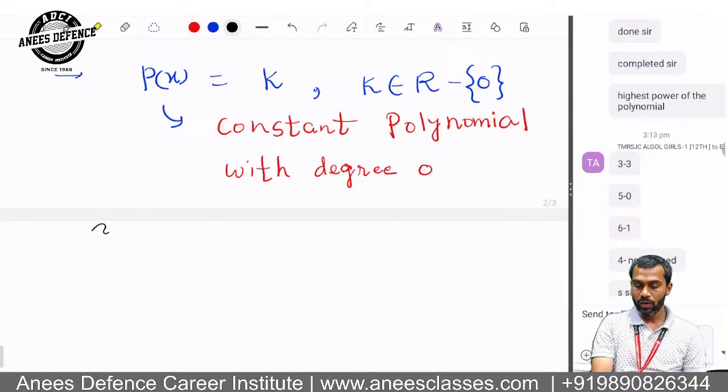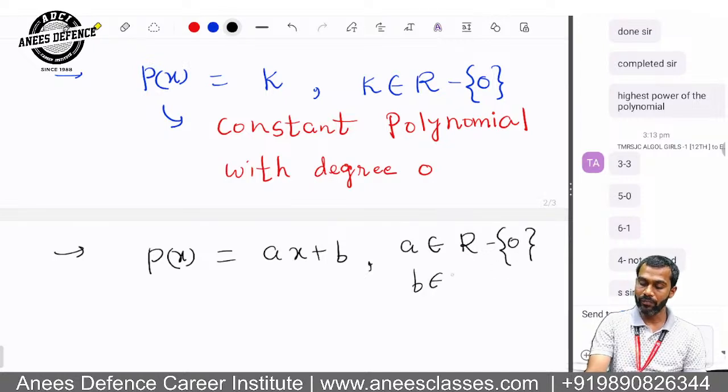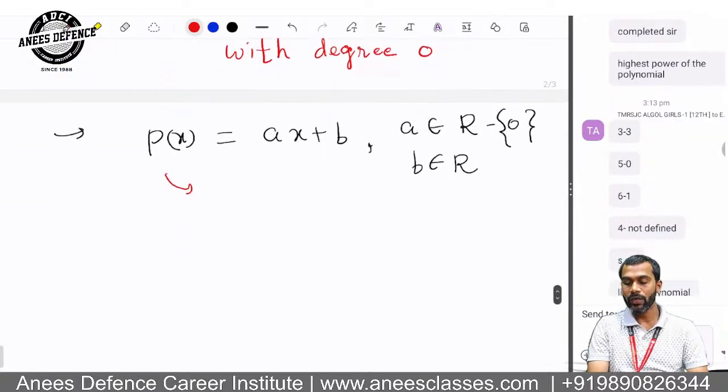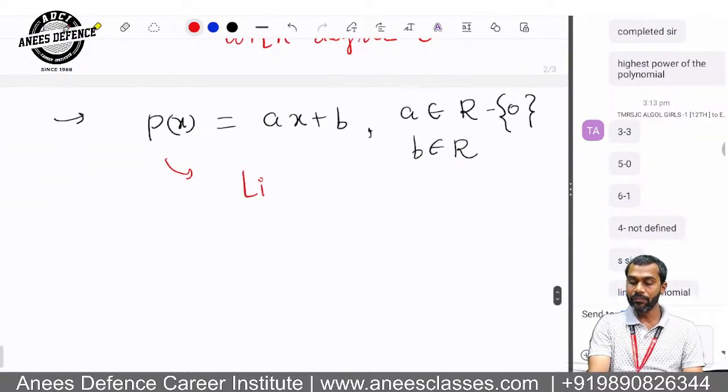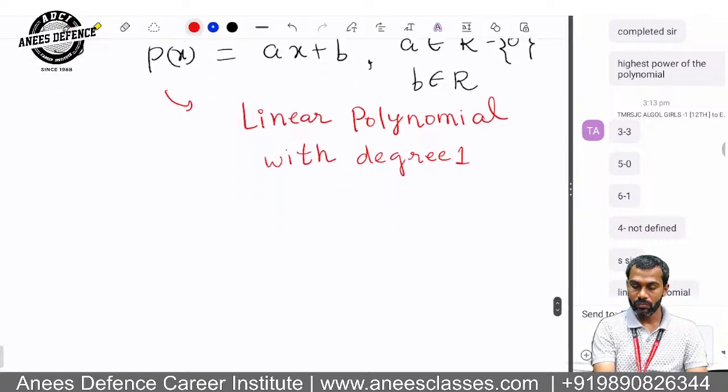Very good. Now, if I have P of x is equal to ax plus b, where a belongs to R minus 0 and b belongs to R, then what we call this particular polynomial? It is a linear polynomial with degree 1. Please note it down. With degree 1. Is there any doubt now?